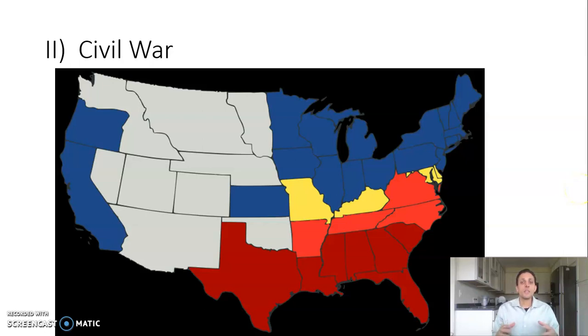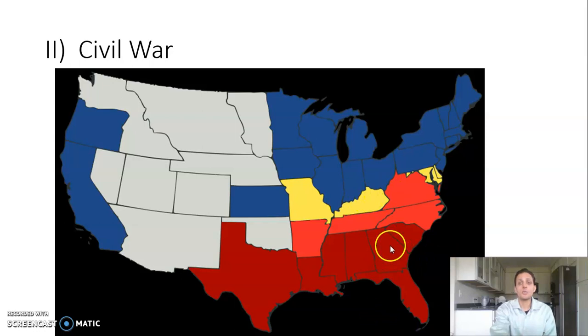Part 2 of our screencast is going to focus on the Civil War itself and all the different facets of the Civil War. So the first thing I want you to take a look at is this map. It highlights some of the different regions of America at the time, and it's showing you who leaves the country and joins the Confederacy and who decides to stay in the Union.